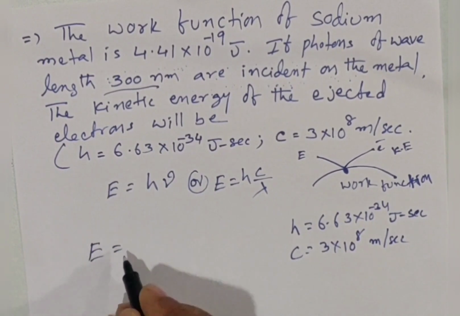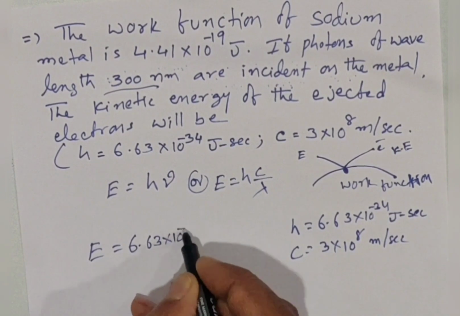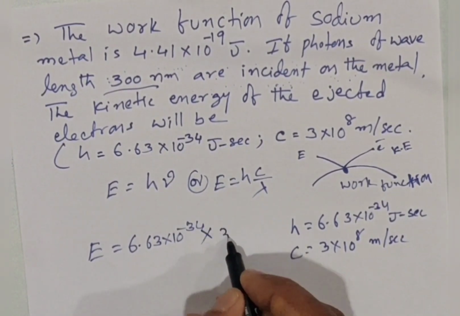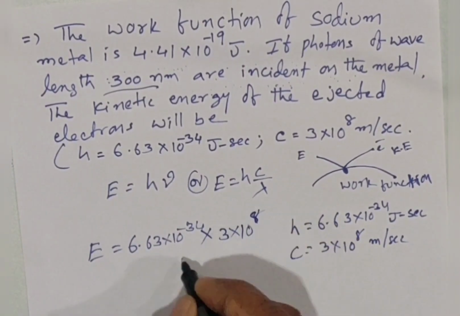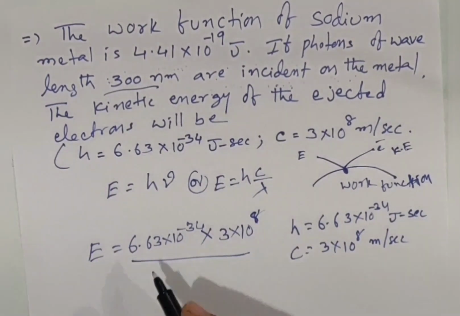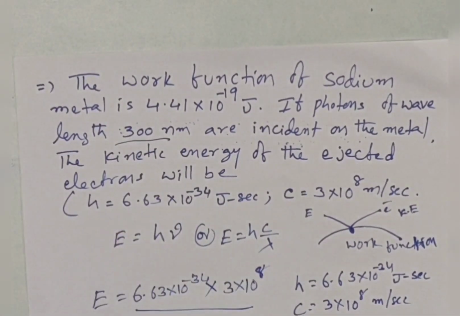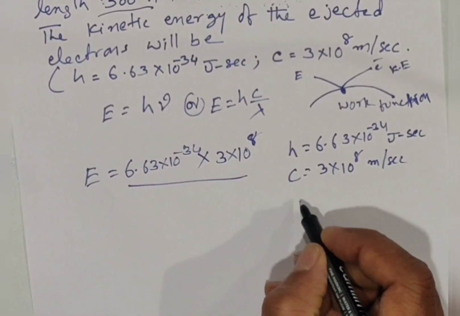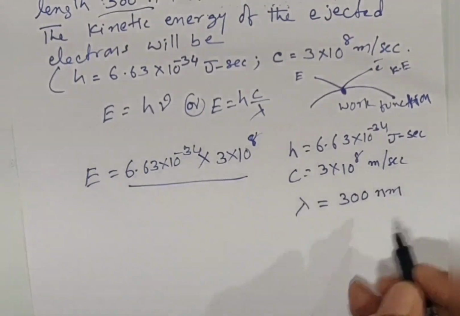E is equal to h c by lambda, where h is 6.63 into 10 power minus 34 and c value is 3 into 10 power 8 meter per second. The lambda value is 300 nanometers. You have to convert these 300 nanometers into meters. So lambda given value is 300 nanometers.